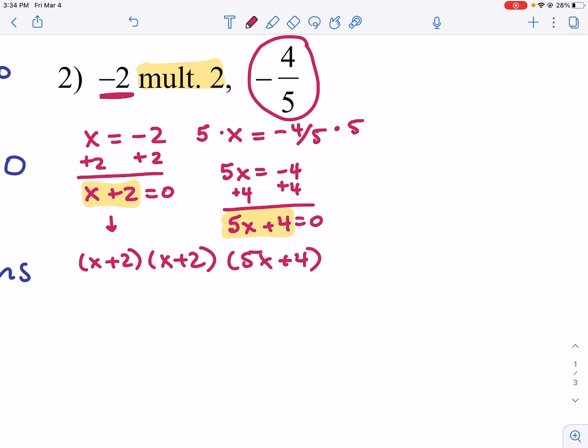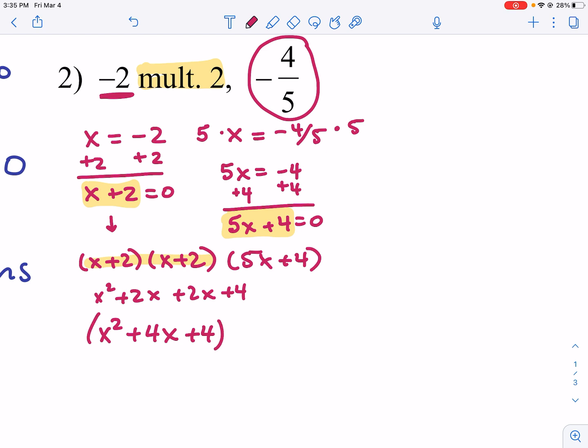So now we can set off to multiply again. Remember, you can only multiply 2 things at a time. So if we multiply just the 2 x plus 2's, we would be left with x to the 4th plus 2x plus 2x plus 4. Which is, I'm sorry, that is definitely not x to the 4th. I apologize. x squared. So we're left with x squared plus 4x plus 4.